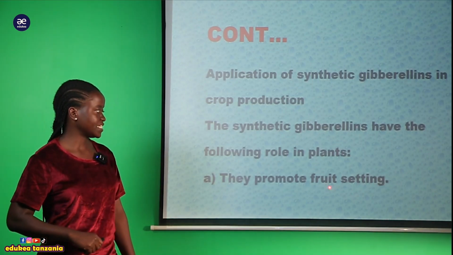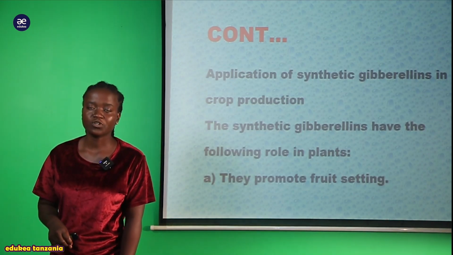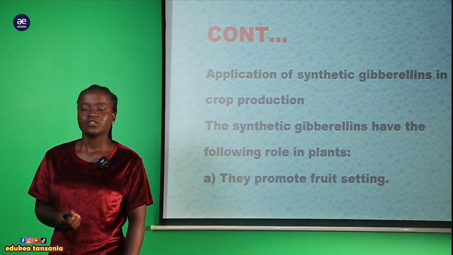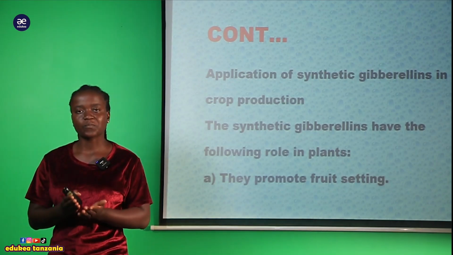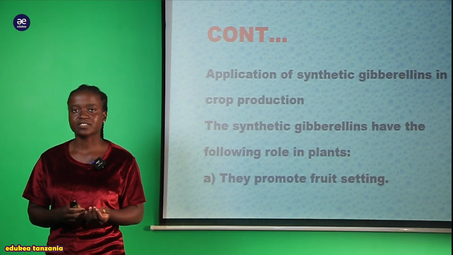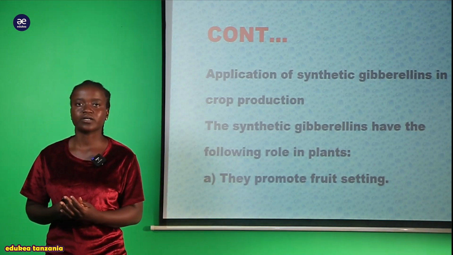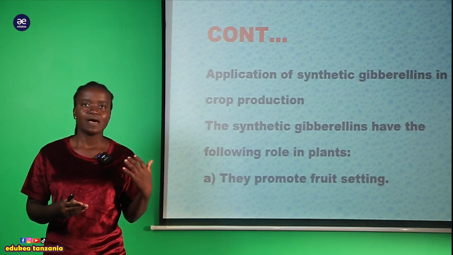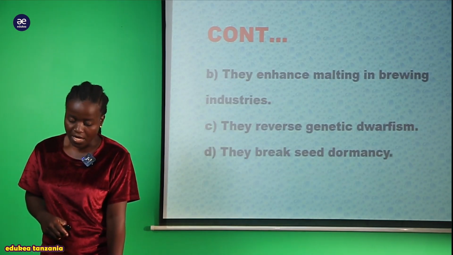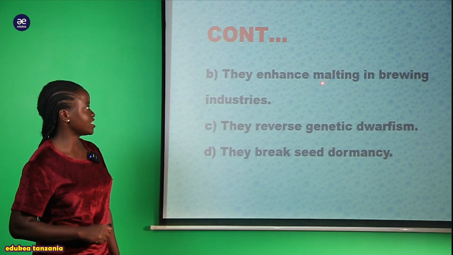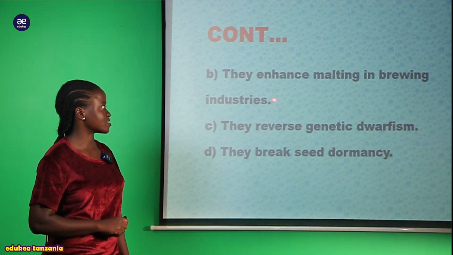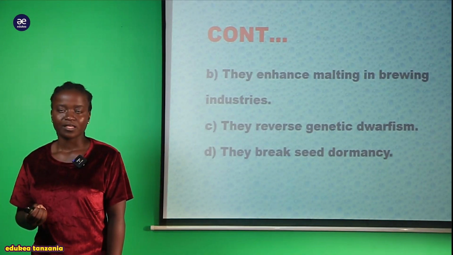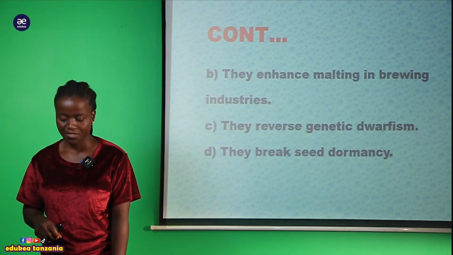So that is artificial gibberellins. They promote fruit setting, the same as the auxin hormone does. So this also inafanya kazi ya kupromote fruit setting, that is, without fertilization, a plant can produce a fruit. That is what we are calling parthenocarpy. And another function we can say is that they enhance malting in the brewing industry. Kwa pia inafanya kazi ya malting in the brewing industry. That is the function of the synthetic gibberellins.